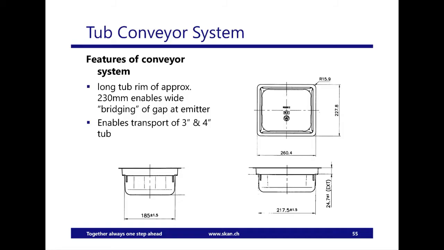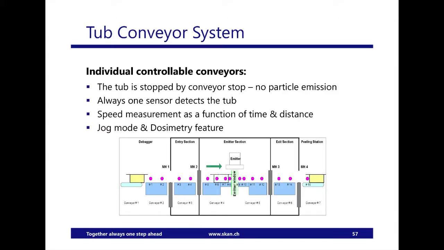And the tap conveying system is very important because it creates maybe particles. This does not. You need to measure the speed and so on. So what we do is the tap in our system is stopped by a conveyor stop. When the tap moves into the entry section, then we switch off the motor. Once it is detected by these two sensors, stopped by a conveyor stop. No rollers grinding on the tap.